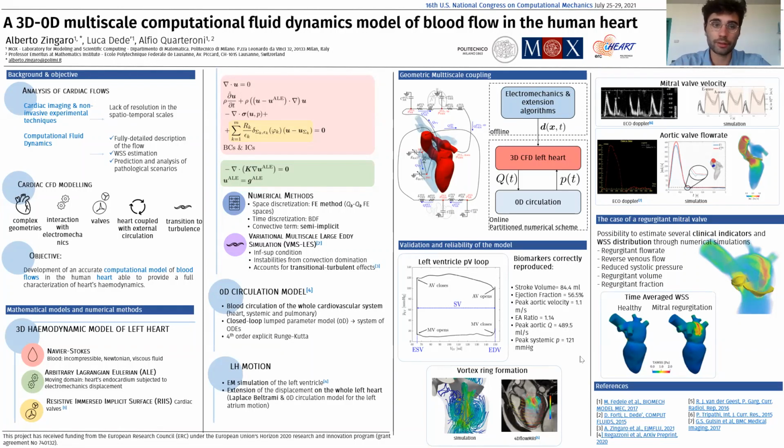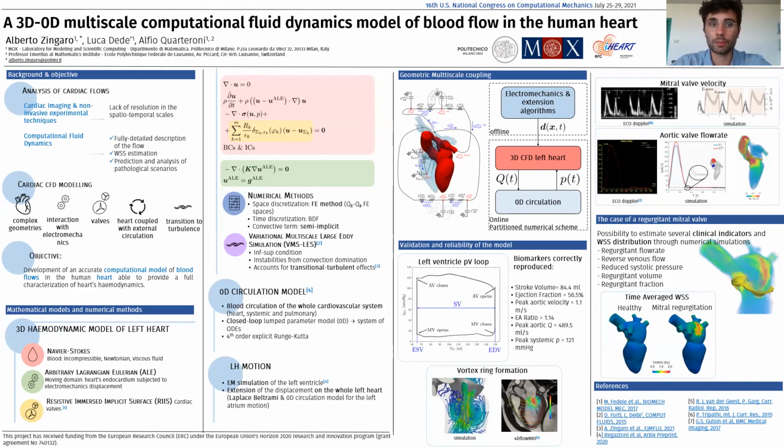We consider a realistic left heart geometry, and for the three-dimensional model, we model the blood with the incompressible Navier-Stokes equations, but expressed in an ALE framework, in order to account for moving domains. We also model the presence of the aortic and mitral valves by means of the resistive immersed implicit surface method. We discretize this problem in space with the finite element method and with the BDF formula in time with a semi-implicit treatment of the convective term.